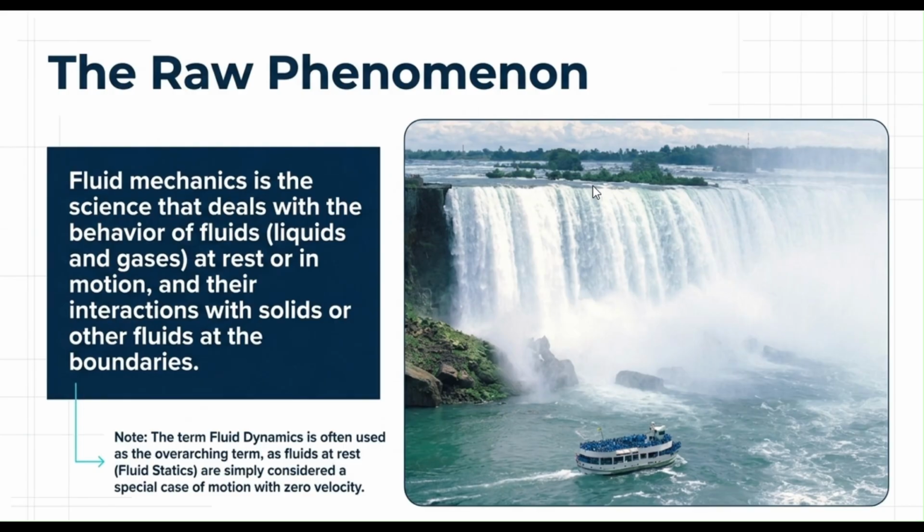Fluid mechanics also includes the interaction of fluids with solid boundaries. For example, water flowing through a pipe interacts with the pipe wall, and air flowing over a car interacts with the car surface. Sometimes the term fluid dynamics is used for fluids in motion, while fluid statics refers to fluids at rest. Fluid statics is really a special case where the velocity is zero.